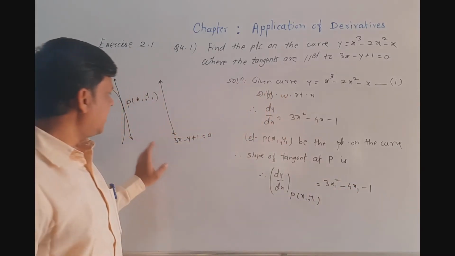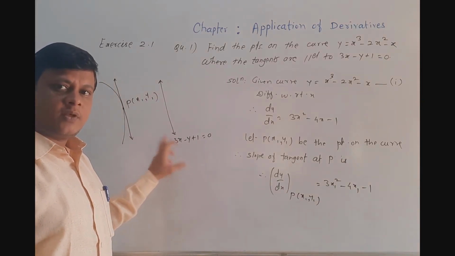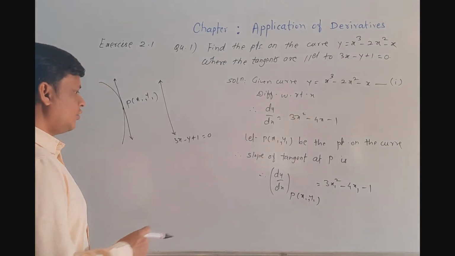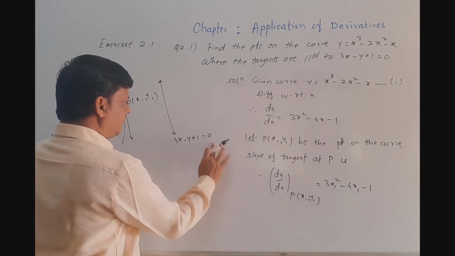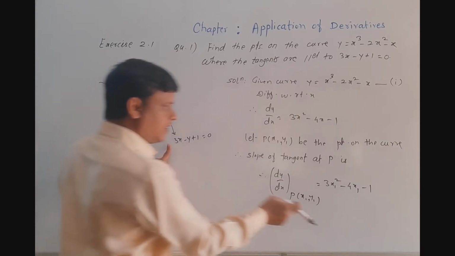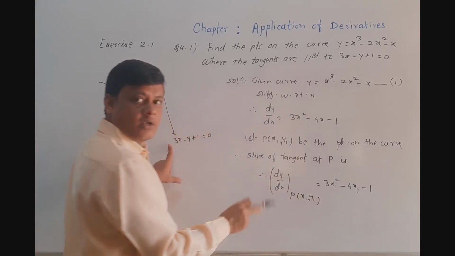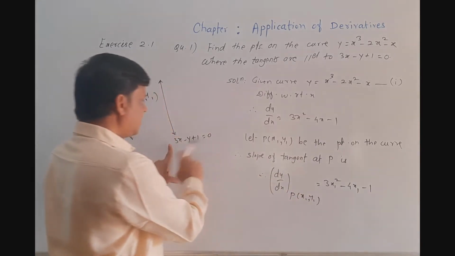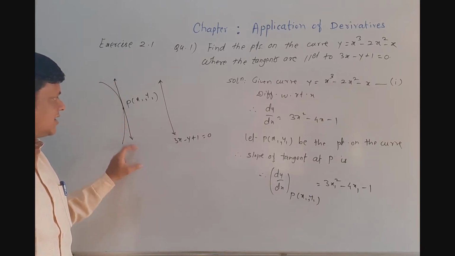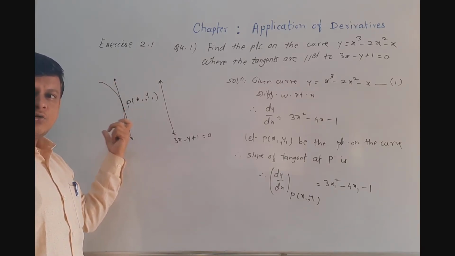But this tangent is parallel to this given line, and we know that if two lines are parallel, then their slopes are equal. So first we find the slope of this line 3x minus y plus 1 equals 0. Then we write the slope of given tangent equal to that slope, because this given line and the required tangent are parallel to each other.